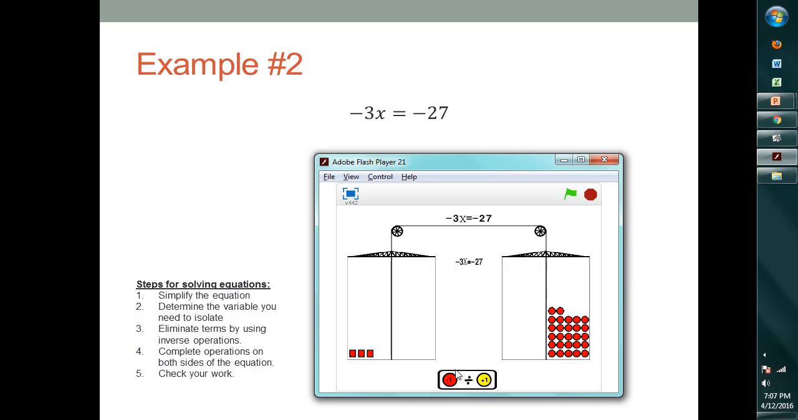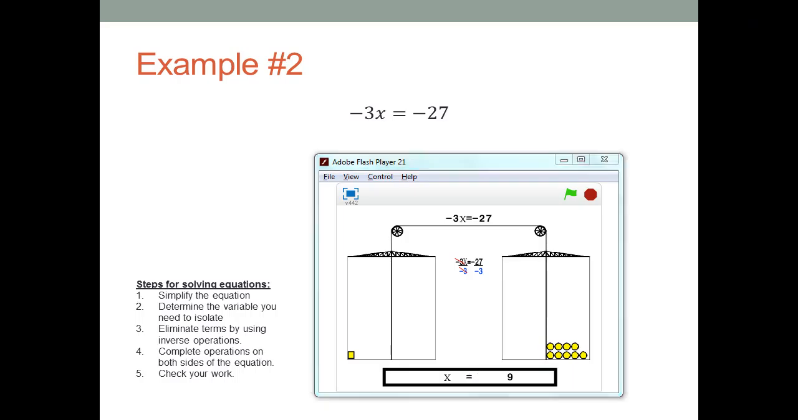Ready to start working. Now I have negative x's, so I want to divide by a negative number. I keep pressing that until I have the same number in my denominator as I do in my numerator, the number of x's, so negative 3x divided by negative 3. I'm done, and x is equal to 9.